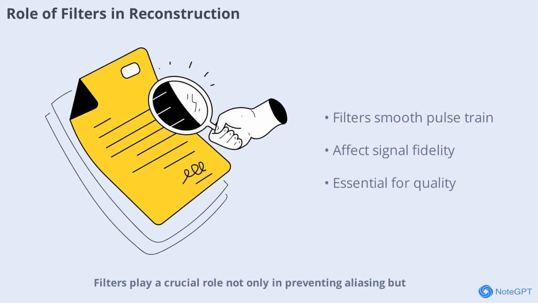Filters play a crucial role not only in preventing aliasing, but also in reconstructing the original analog signal from the sampled pulses. Low-pass filters are commonly used to smooth out the pulse train and recover the continuous waveform. The design and quality of these filters directly affect the fidelity of the reconstructed signal. Proper filtering is essential for high-quality communication.